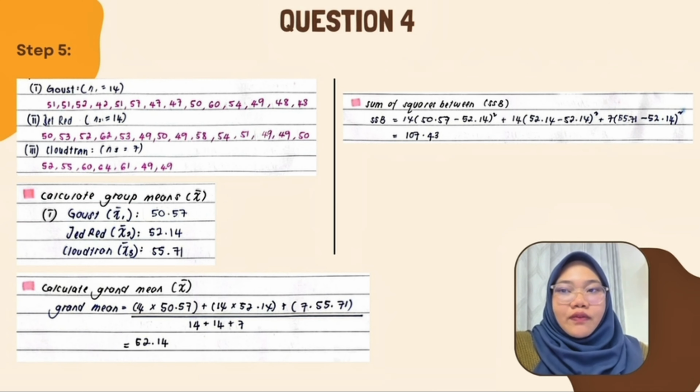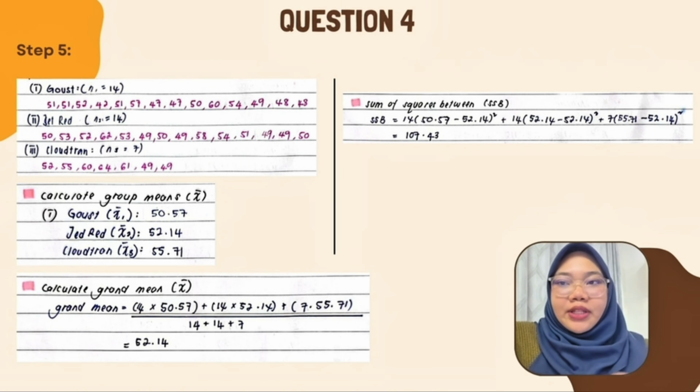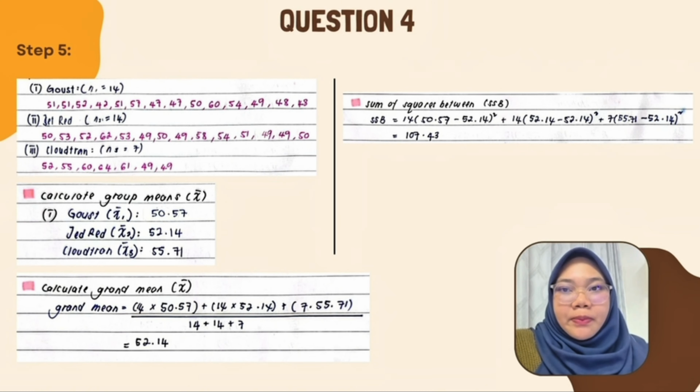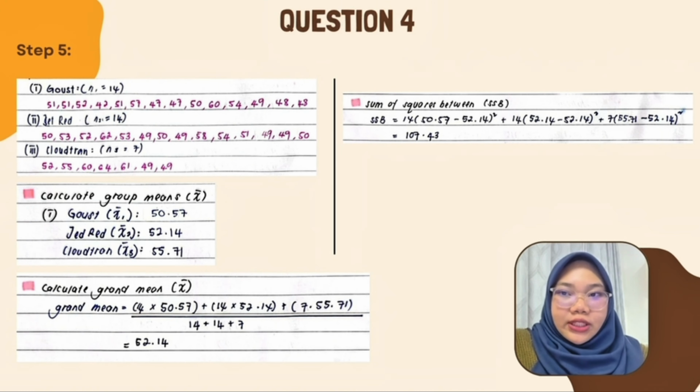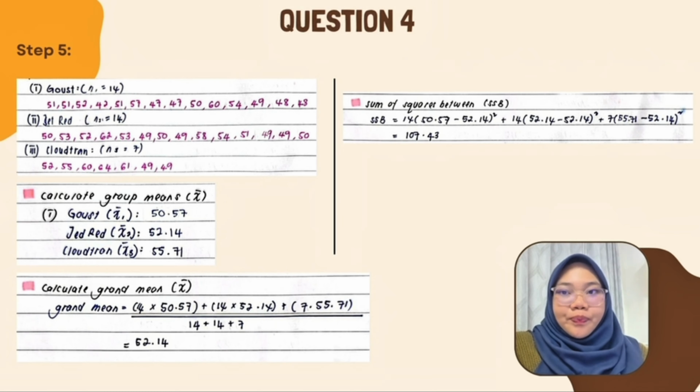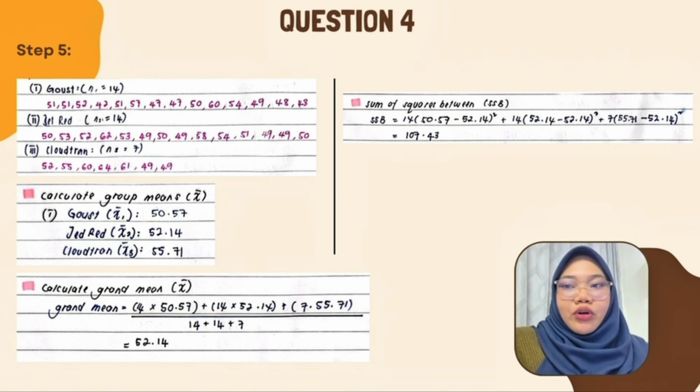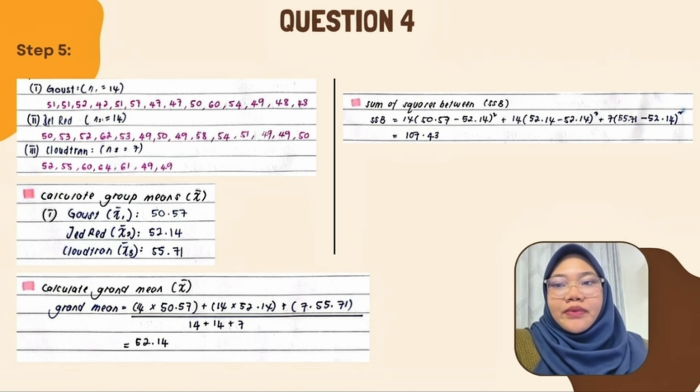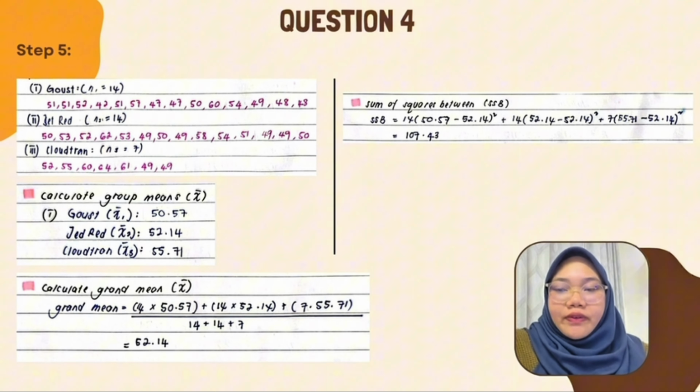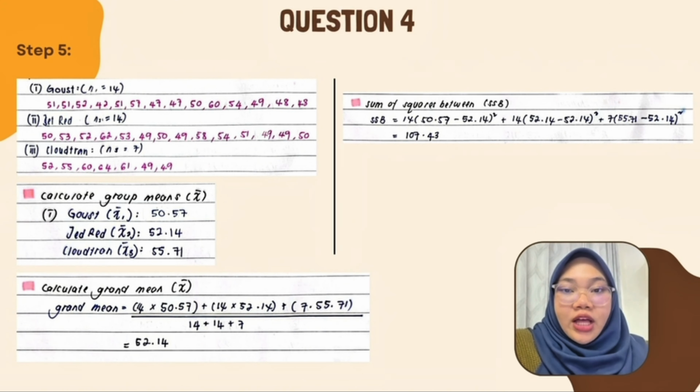After you get the mean for each flight, we can start to calculate the grand mean. The grand mean is 14 times 50.57 plus 14 times 52.14 plus 7 times 55.71, divided by 14 plus 14 plus 7. The final answer we get is 52.14. Then we can move on to the sum of squares between, that is SSB. SSB equals 14 times (50.57 minus 52.14) squared plus 14 times (52.14 minus 52.14) squared plus 7 times (55.71 minus 52.14) squared, and we will get 107.43.